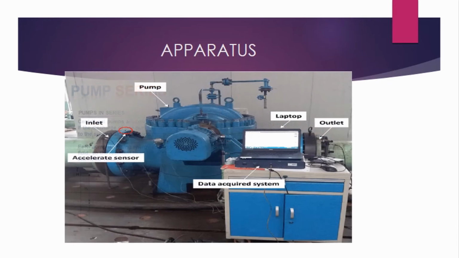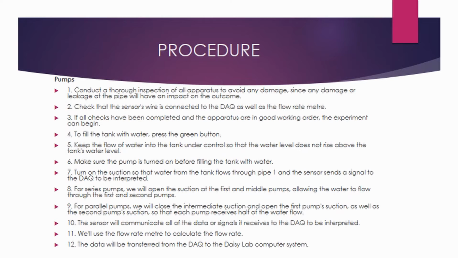So next we go for the apparatus. In the apparatus we have the pump inlet, accelerate sensor, the layout for the data acquisition system, and outlet. Procedure: we divided the procedure into two parts, the first is the pump, the second is DaisyLab. So we go for the pump first.